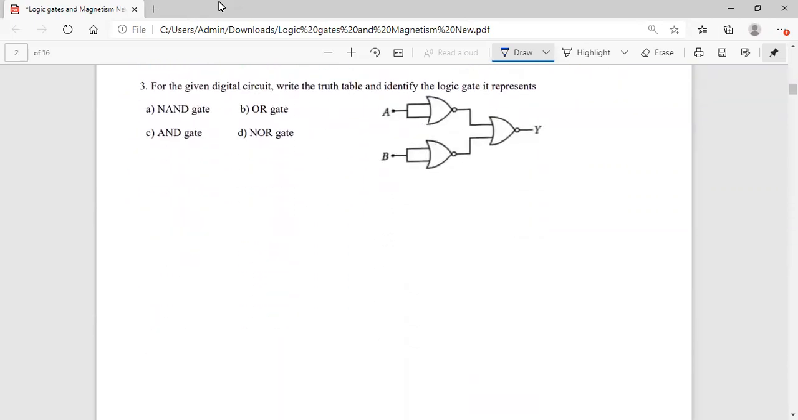Next, for a given digital circuit, write the truth table and identify the logic gate it represents. So write the truth table and identify the logic gate. Yes, you can write the truth table.